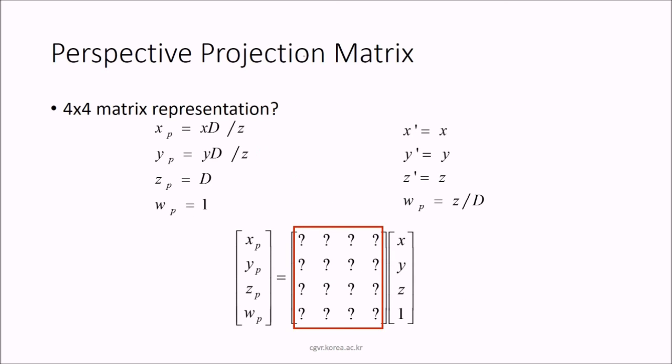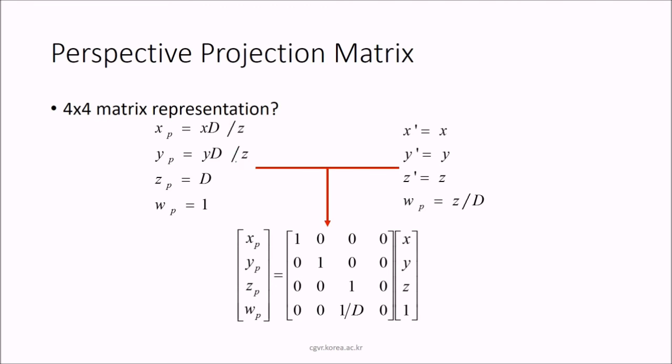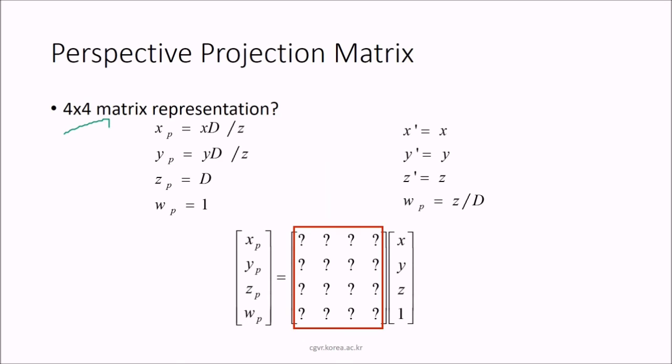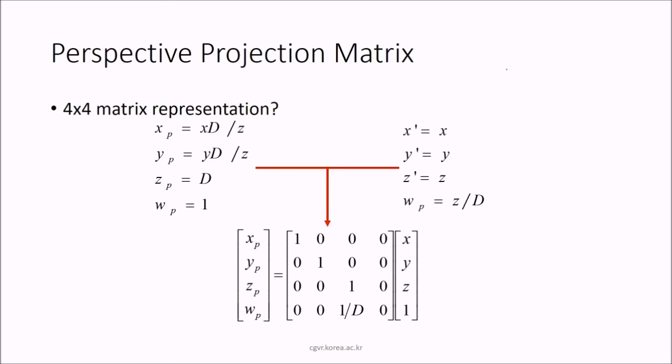So the perspective projection matrix is a 4 by 4 matrix representation. Let me tell you that xp and yp we have already computed to be x d by z, y d by z, zp is d, x dash equal to x, y dash equal to y, z dash equal to z, and wp is given by z by d. So xp, yp, zp, wp can be given easily by these transformations. So ultimately this will be the matrix for the perspective projection transformation.